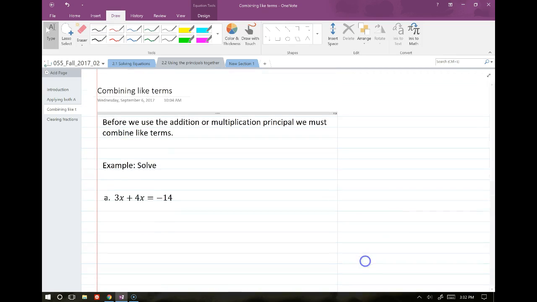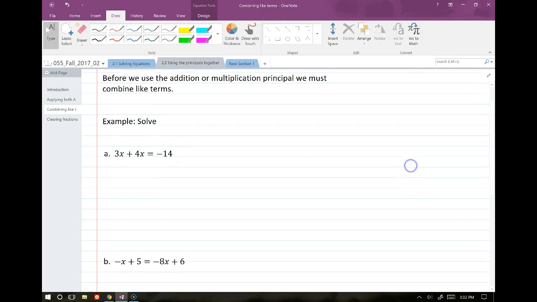Combining like terms. All right. One thing that's important to note is that before you use either of these principles, you're going to want to combine like terms on both sides of the equation. If you don't do that, you're just working against yourself. Like this one, we got 3x plus 4x. If we try and use the multiplication principle on that, we got different numbers to deal with. It's a mess. So we might as well just combine those, right? 3 plus 4, that's 7.